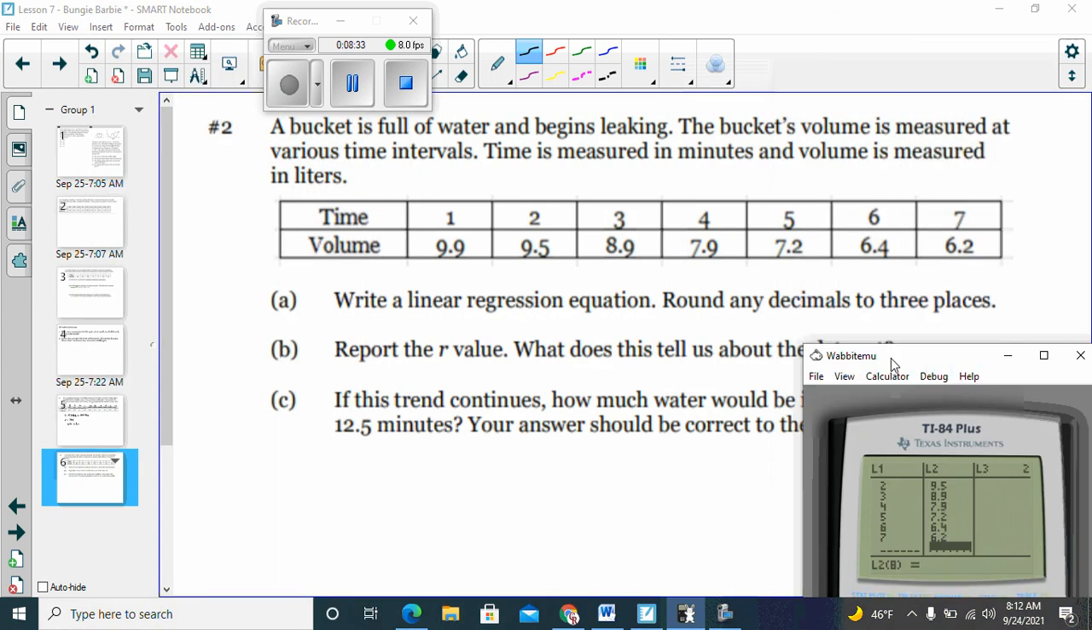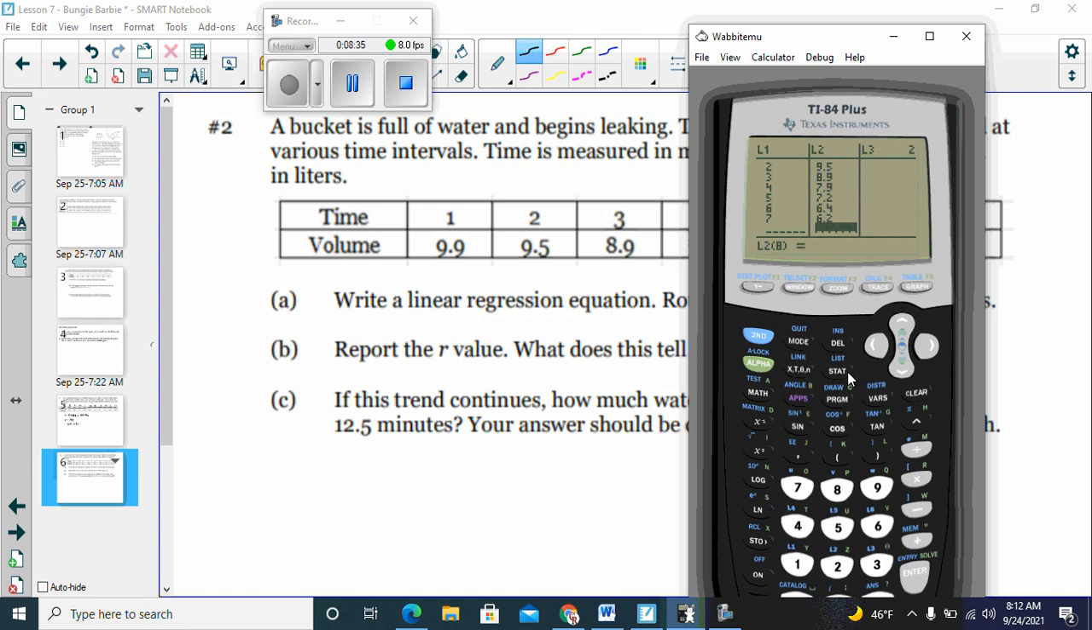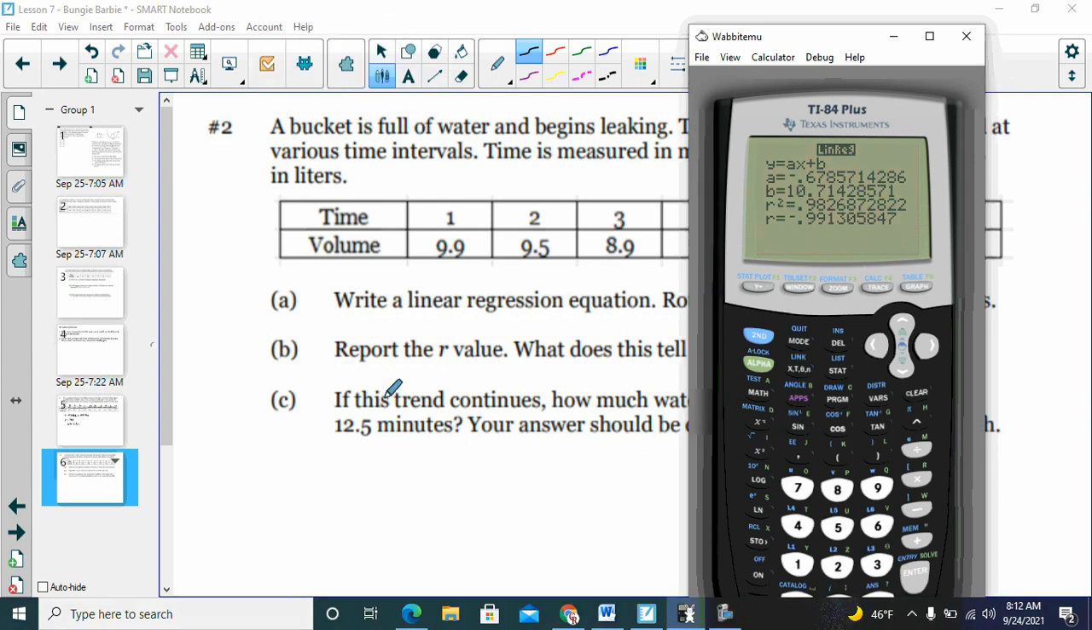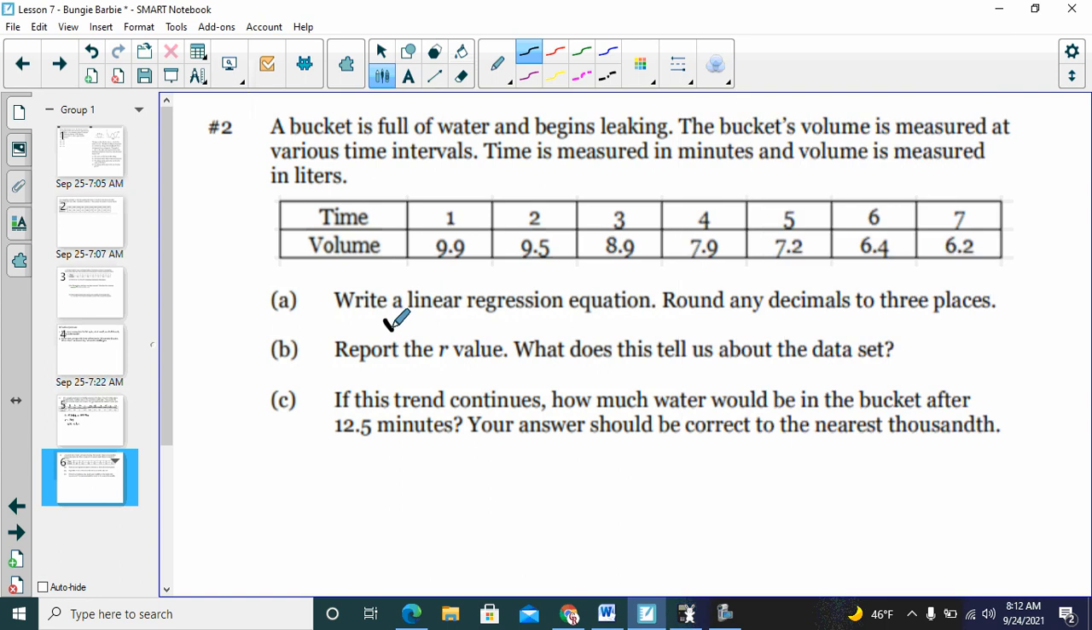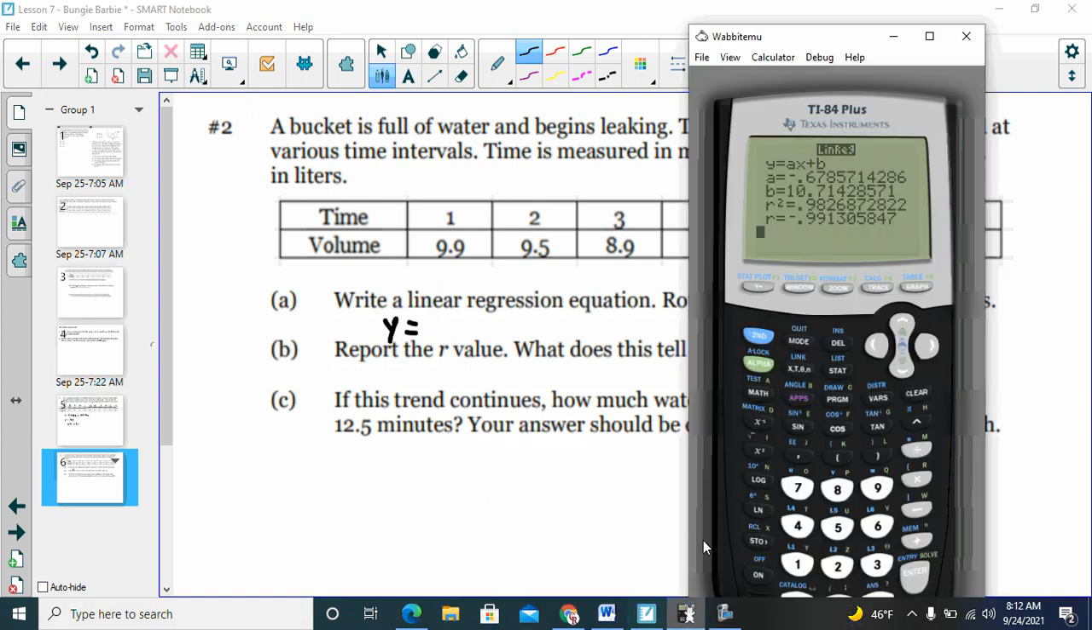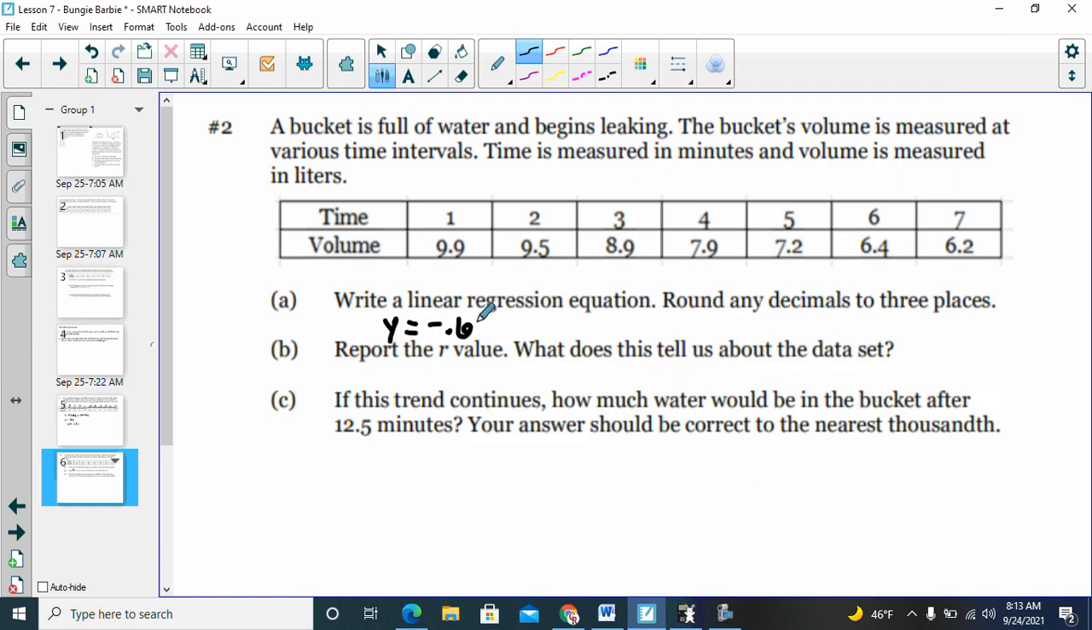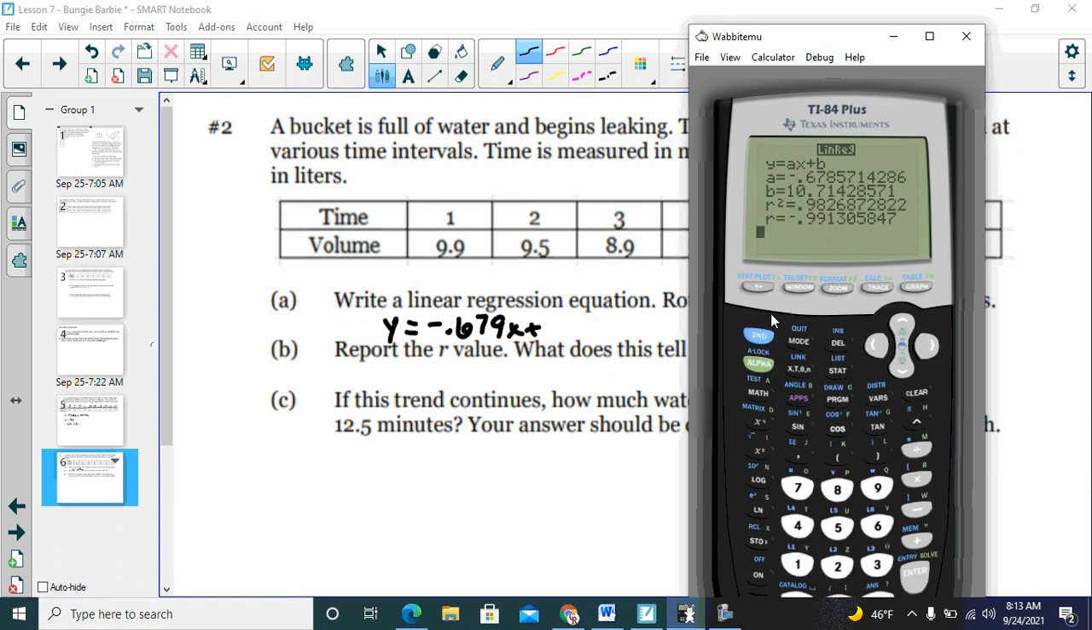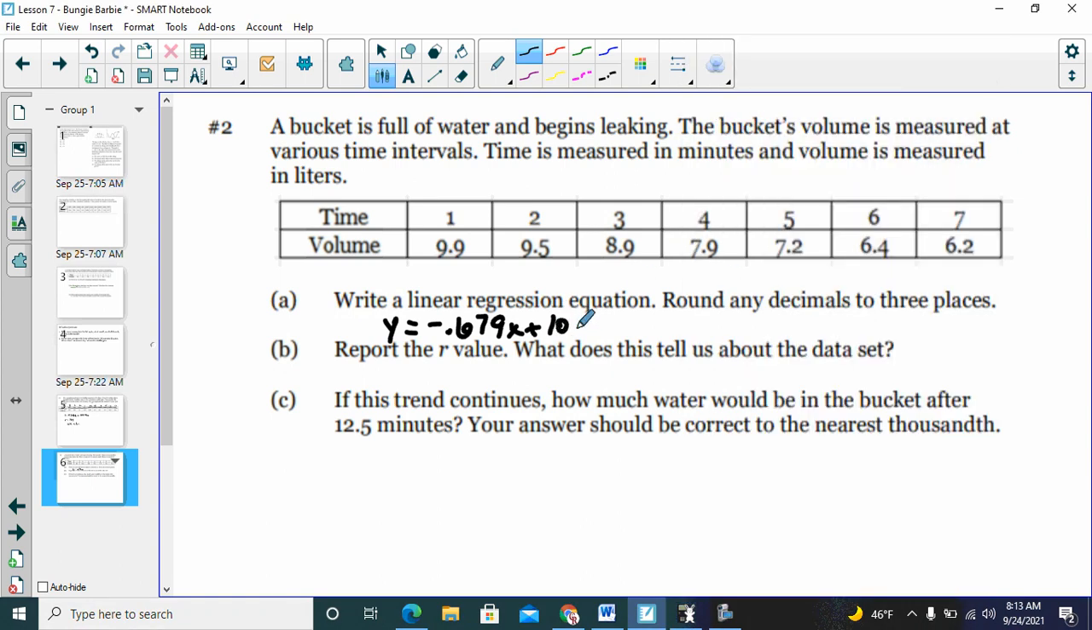Create our regression equation. Again, I'm going to store my regression equation under y1. And that will give us our answer to parts A and B. Write the linear regression equation. It tells you to round to 3 decimals, round to the nearest thousandth. Y equals negative 0.679 X plus 10.714.